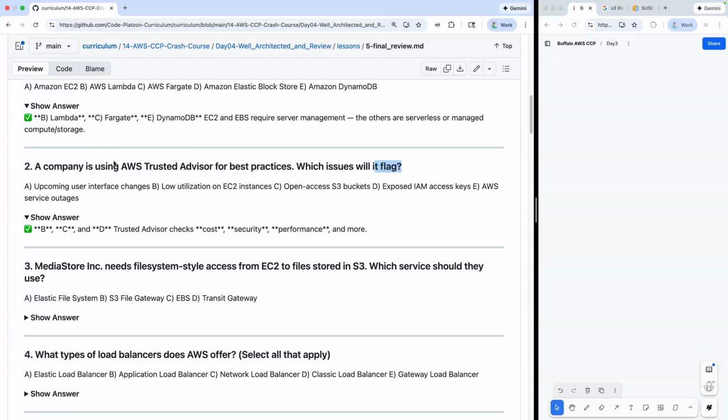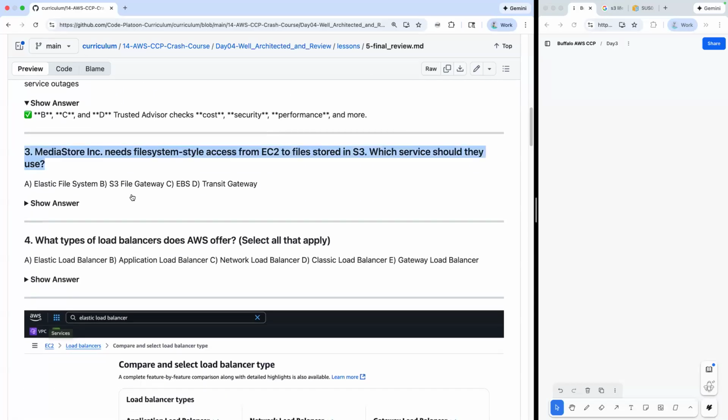And Rick, do you want to tackle number three? Yeah, let me see here. All right, three. Media Store Inc. needs file system style access from EC2 to files stored in S3. Which service should we use?